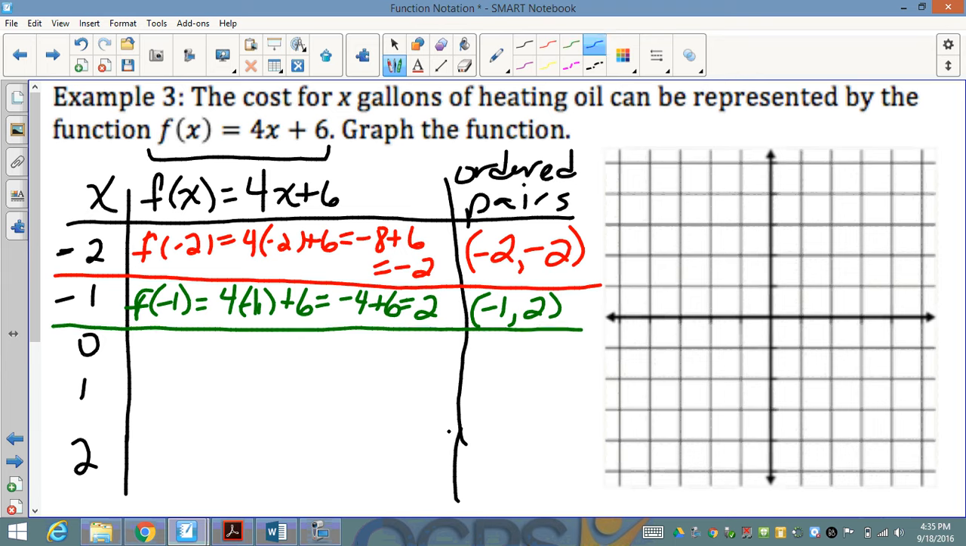Plugging in 0. F of 0. 4 times 0 plus 6. I'm just replacing the x with 0. 0 plus 6, which is 6. The ordered pair there, x is 0, y is 6.